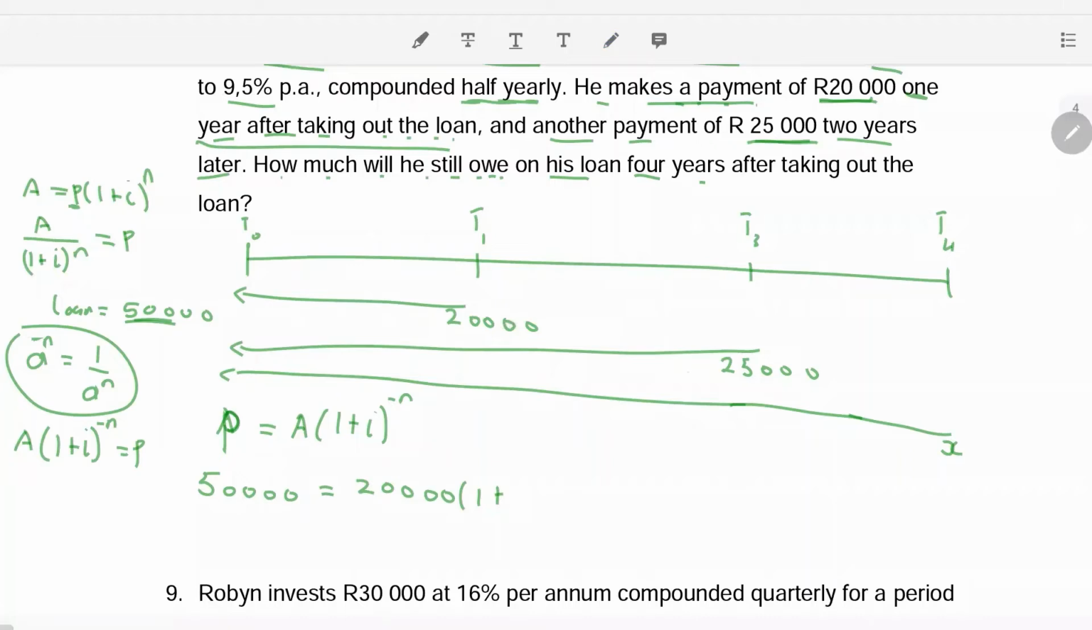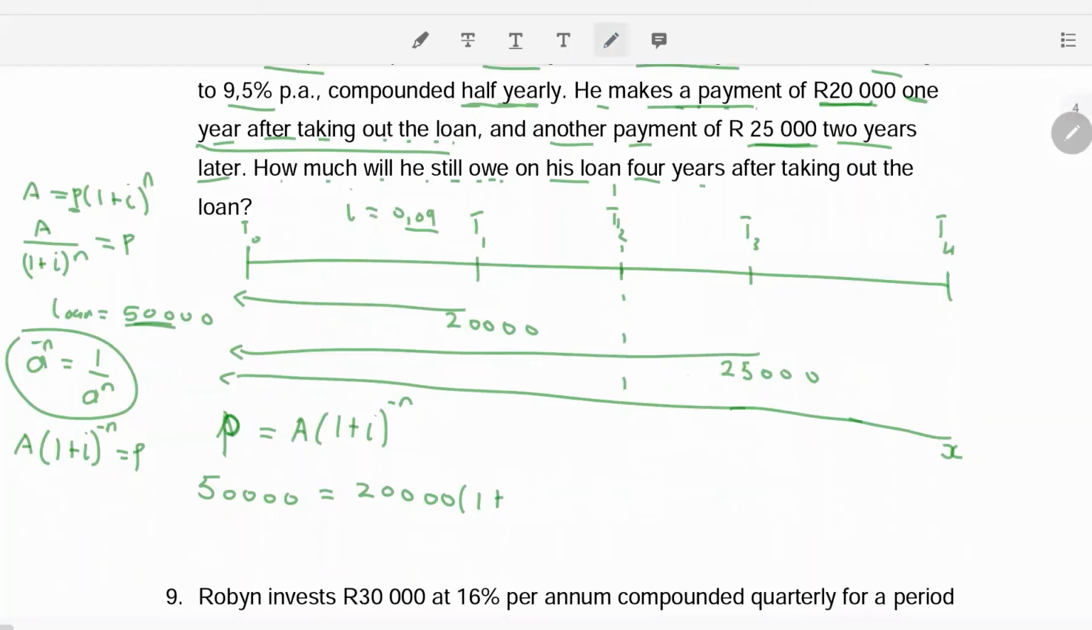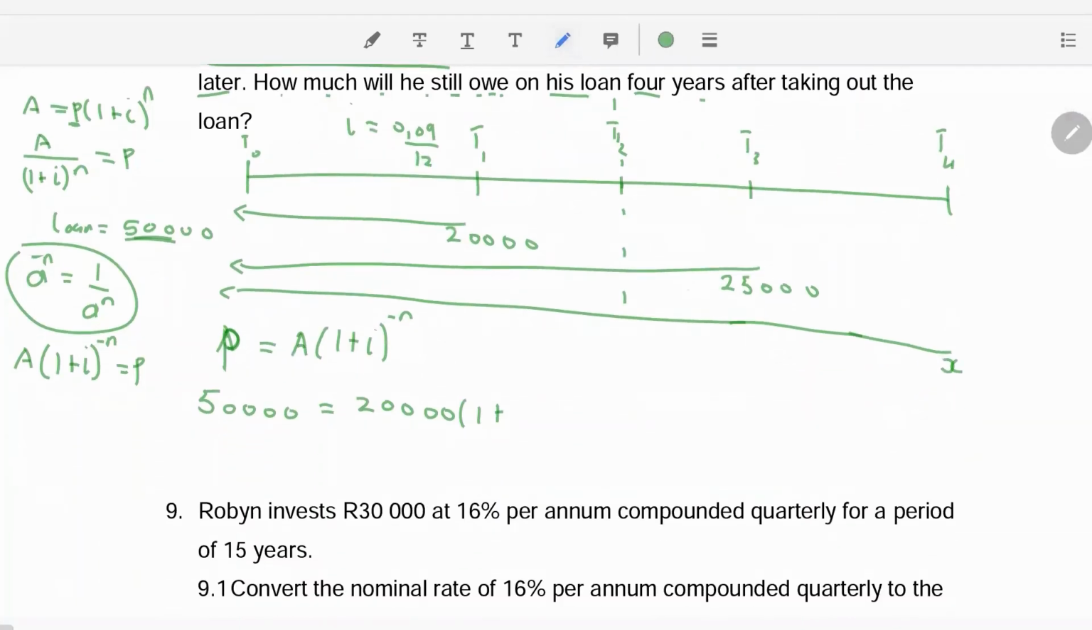What have I done? I think I need to, okay, T2 there. So this is i equals 9% compounded quarterly. I think it's quarterly, no, monthly. So you divide this by 12. So this is going to be n equals 1 times 12, which is 12.